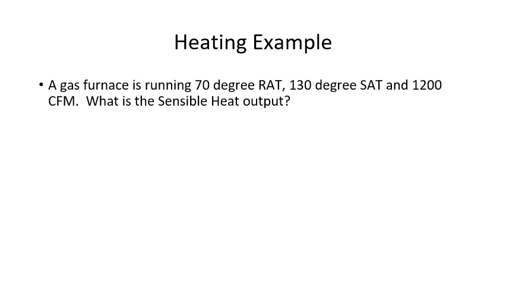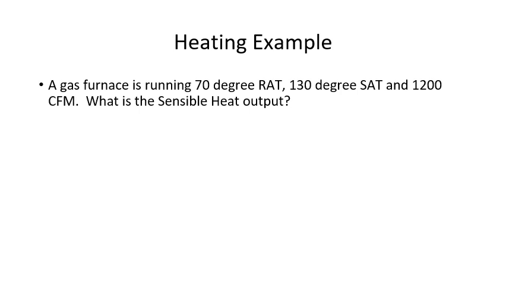We're working on a gas furnace that is running a 70-degree return air temperature. Again, that's dry bulb temperature. When we measure our supply air temperature, it's 130 degrees. So that's a typical gas furnace that we're going to see in the field over and over again. And when we measure our CFMs, we come up to 1200 CFMs.